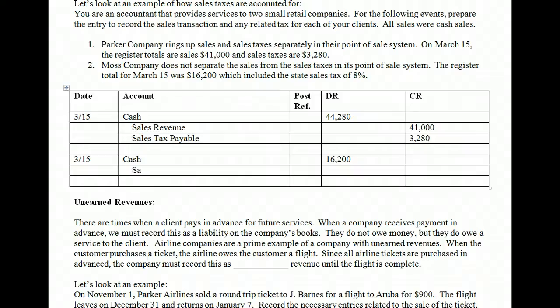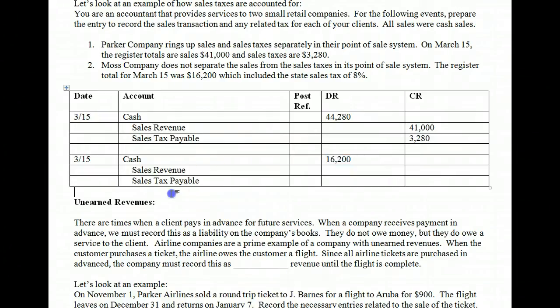So how in the world can we split that into its two components? Remember, it's split into sales revenue and sales tax payable. Well, we know $16,200 is the total. And that total cash represented 108%. You're like, wait a minute, what? Well, remember, $16,200 would include 100% of the sales price, so 100% of the sales revenue, plus 8% of the sales tax would total our $16,200.